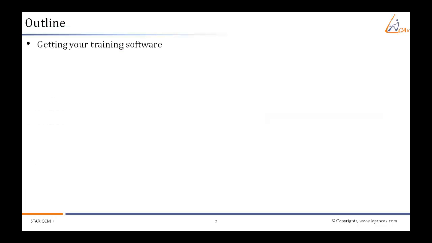Outline of this particular lecture. First, we will let you know how to get your training software when you undertake this particular training. Then how to install STAR CCM+ at your end. There will be a demonstration of STAR CCM+ installation. And what is the licensing related information when you install STAR CCM+.